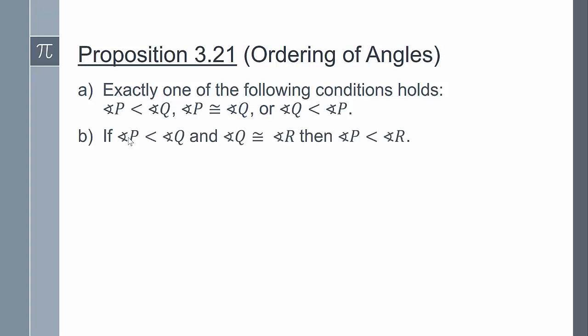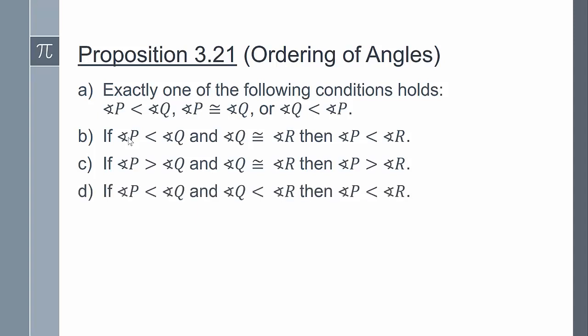Part B, if angle P is less than angle Q and angle Q is congruent to angle R, then angle P is less than angle R. Part C, if angle P is greater than angle Q and angle Q is congruent to angle R, then angle P is greater than angle R. Part D, if angle P is less than angle Q and angle Q is less than angle R, then angle P is less than angle R.